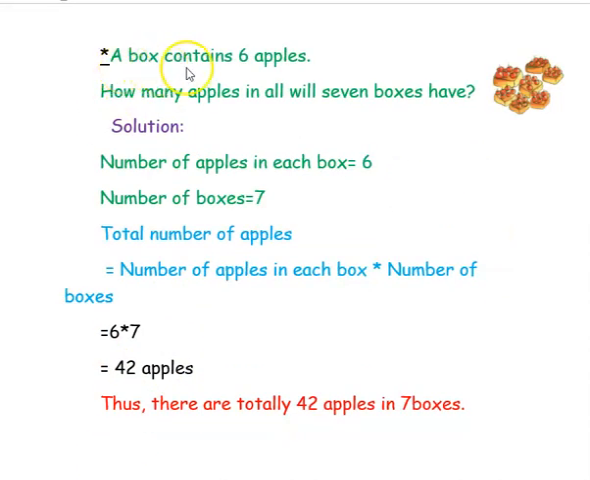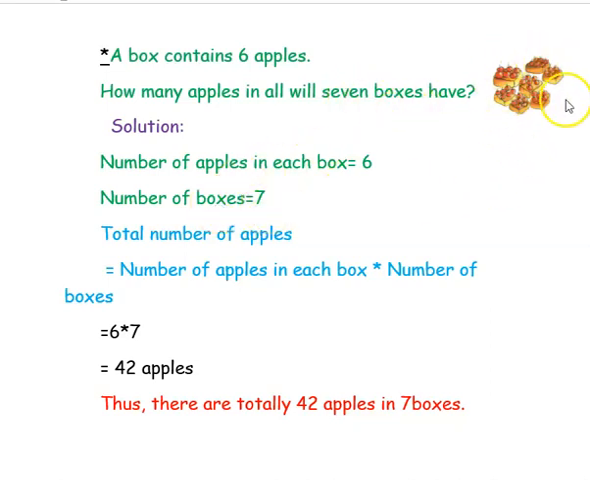Next example: a box contains 6 apples. How many apples in all will 7 boxes have? Okay, so a box is there, which contains 6 apples. A box means 1 box. So what's given? Solution: number of apples in each box, each box means 1 box, is 6. Number of boxes: there are 7 boxes given. So number of boxes is 7.